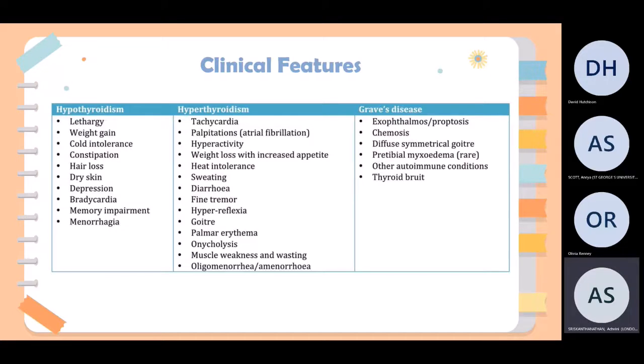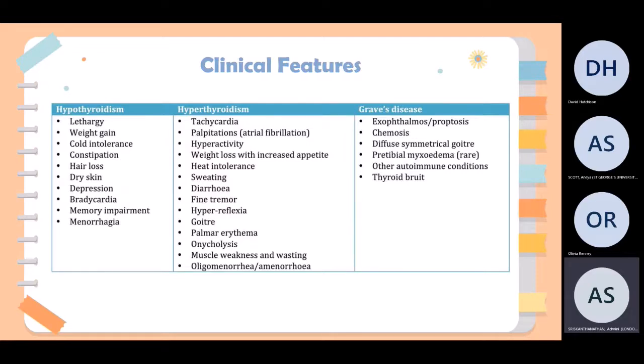Clinical features. So with your hypothyroidism, you don't have enough to help boost your metabolic rate. You start feeling a bit tired. You can't keep yourself warm, so you've got intolerance towards cold. You start losing your hair, got a bit of dry skin. Start feeling low, so a bit depressed. Your heart rate slows down a little bit, so you get a bit bradycardic. And then it can also lead to weight gain in women, menorrhagia, and memory impairments as well.